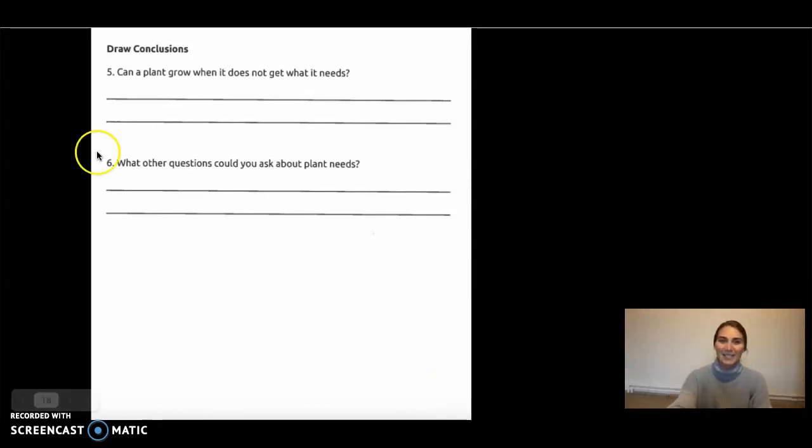And the last question, what other questions could you ask about plant needs? This is where you get to brainstorm, scientists, a question for another experiment.